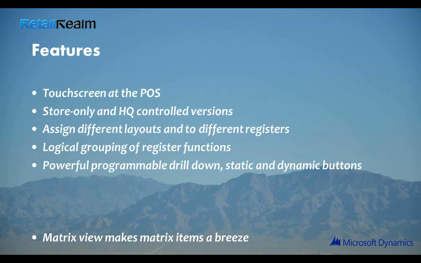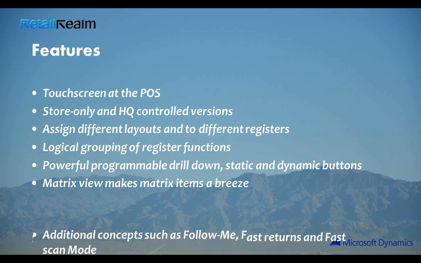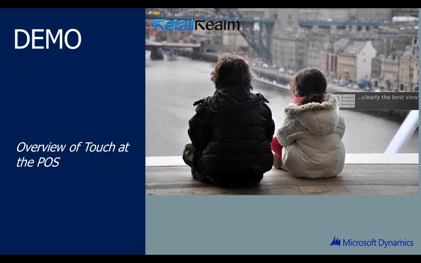Anyone that uses matrix items, not necessarily in clothing and fashion, but perhaps things like paints and DIY products, will find it very easy to pick and add those to the basket in a matrix type environment. And then we have a few other sub-utilities thrown in, things like follow me, fast returns and fast scan, which we won't be looking at today, but they're there for your reference. So the best thing, I think, is to show you a demo.